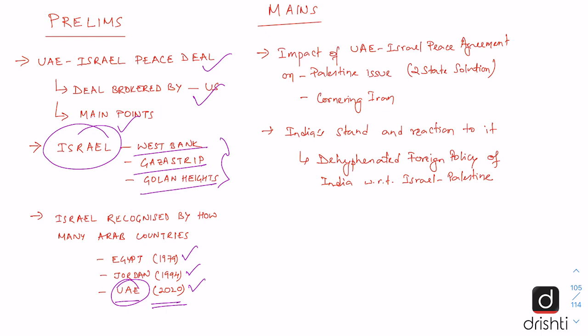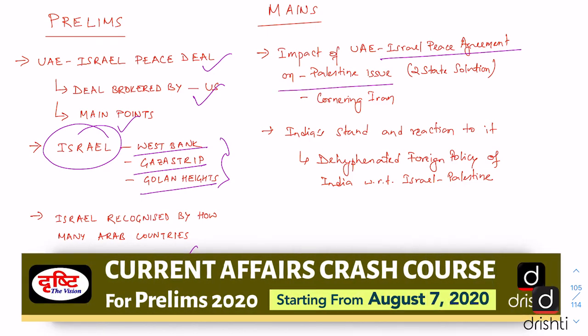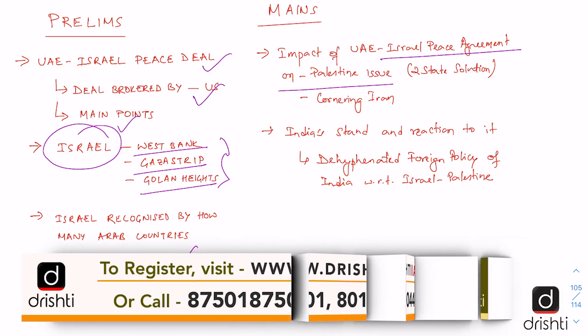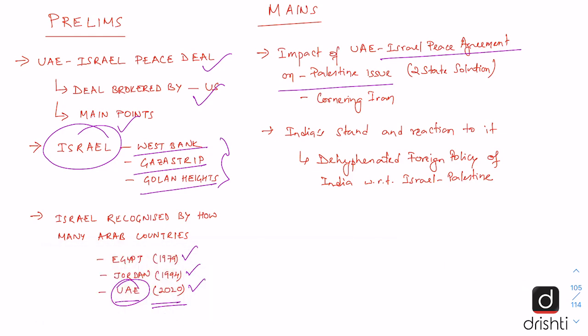If we come to mains, then a question can be asked on the impact of the UAE-Israel peace agreement on the Palestine issue, that is the two-state solution, how this deal can impact it. Also a question can be asked on the concerns related to Iran, whether this is about cornering Iran or not. Finally, a question can be asked on India's stand and reaction to this deal, followed by a question on the de-hyphenated foreign policy of India with respect to Israel and Palestine. So on these points we should be prepared.